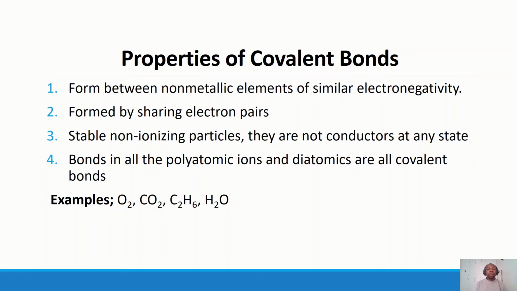So covalent bonds also have properties. They are formed between non-metallic elements of similar electronegativity. They form by sharing of electrons. So they don't ionize into, say, negative and positive. That means they cannot conduct. So bonds in all polyatomic ions and diatomic molecules are covalent bonding. Examples are oxygen, CO2, ethane, and water.